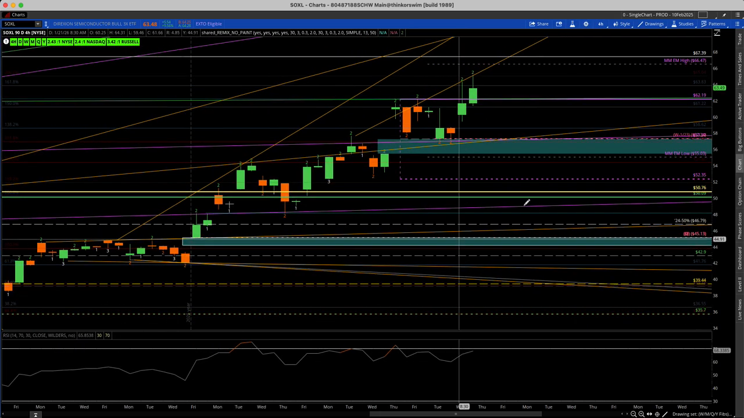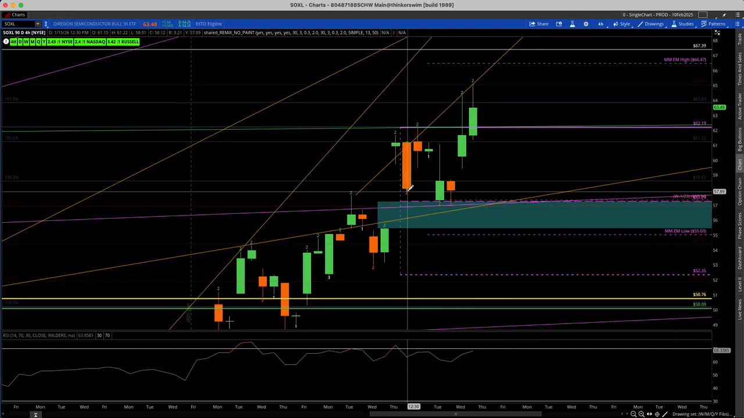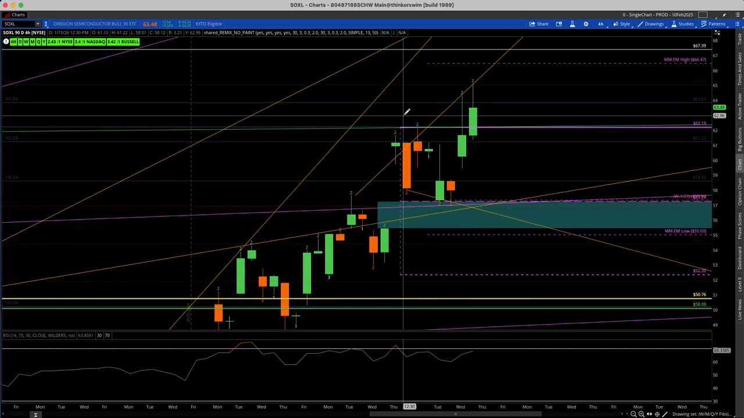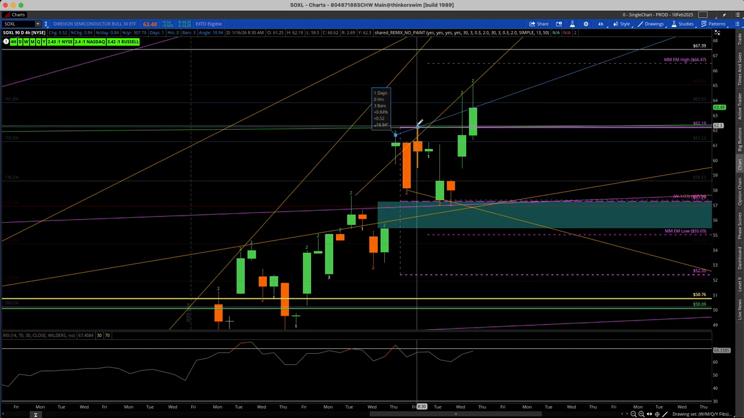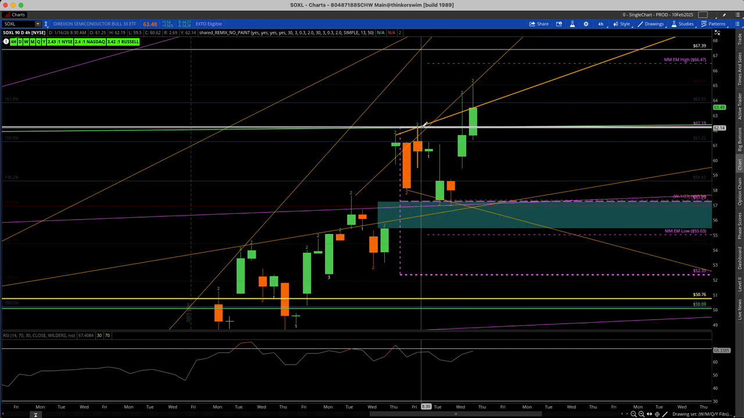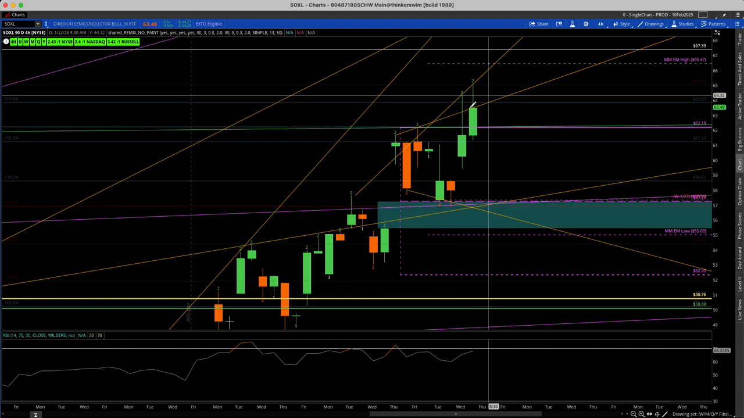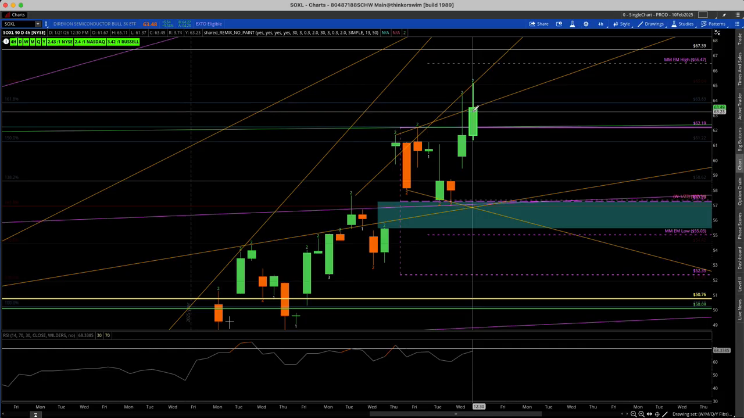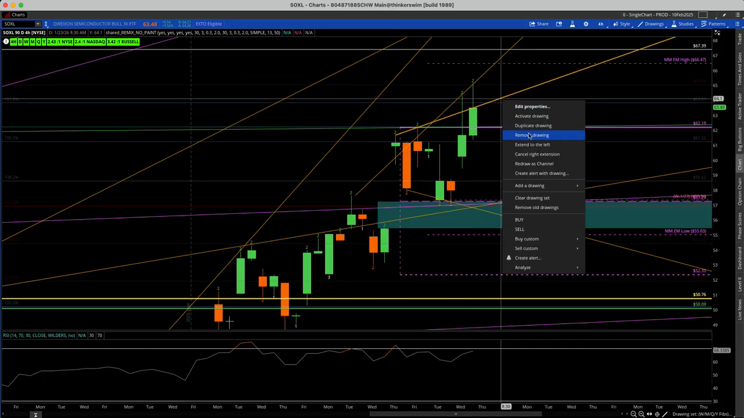So again, another broadening formation type of situation going on here, where we've got this to here, and then this to here as our broadening formation. You can see we kind of wicked out of it, hit the daily broadening formation from before, but closed within this 4 hour broadening formation right here. At least the close was, right? We still wicked above it. So we'll have to see what happens with that tomorrow.